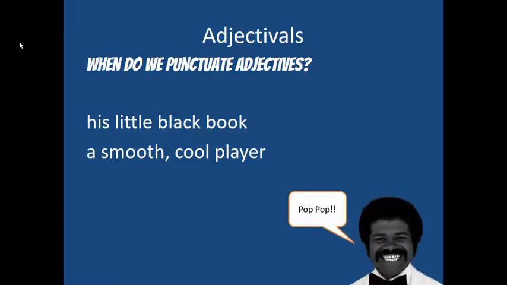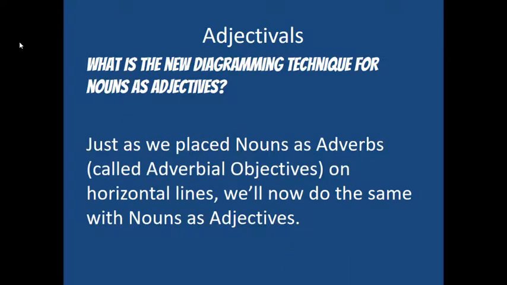Pop is right, Ted. So the new technique we're going to learn for this unit is simply, much like we did in the last unit, the very first time we started with adverbs, we focused on nouns serving as adverbs. Now we're going to focus on nouns serving as adjectives. So just like we would take a noun as an adverb called an adverbial objective and we flatten it on a horizontal line, we're going to do the same thing with a noun that's serving as an adjective.